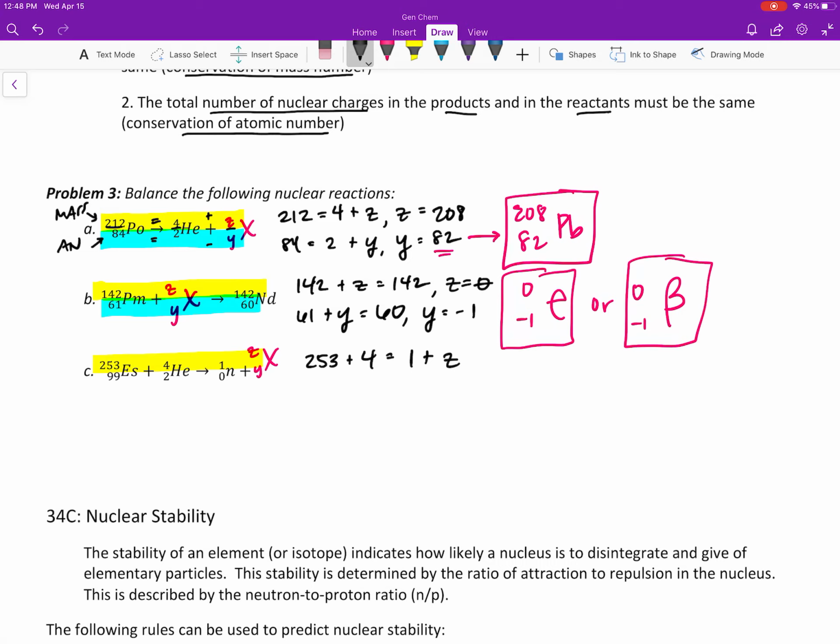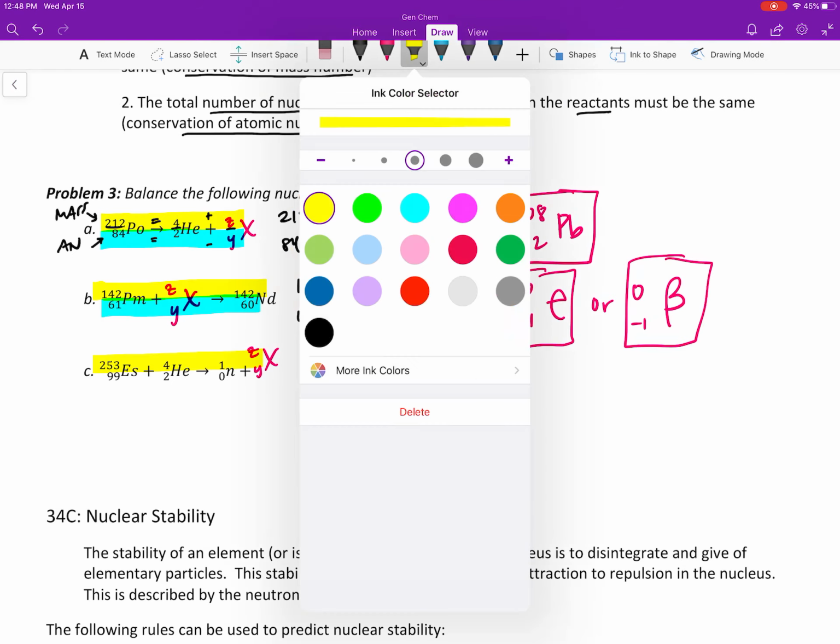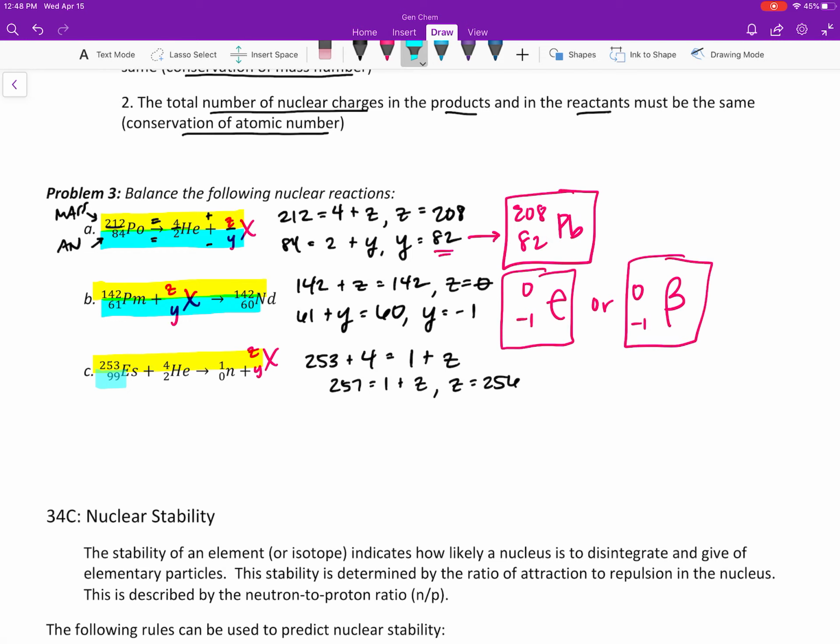Okay, so 253 plus 4 equals 1 plus z. So this is going to give me 257 equals 1 plus z. I'm going to subtract the 1 to the other side, which gives me 256 for my atomic mass. Now I'm going to do the same thing for the bottom. 99 plus 2 equals 0 plus y.